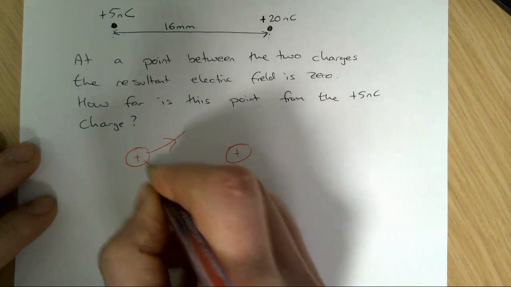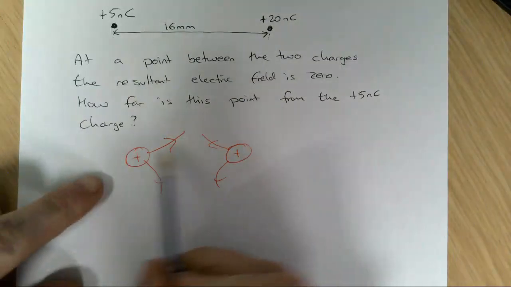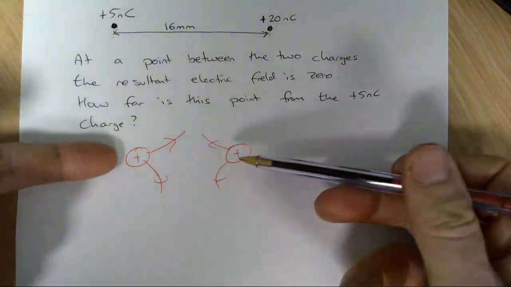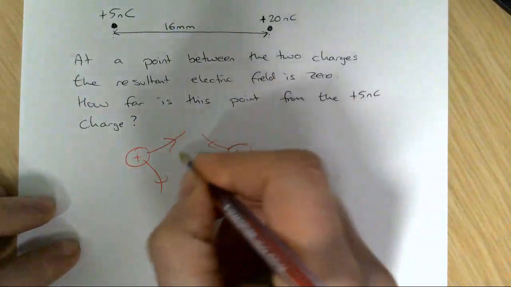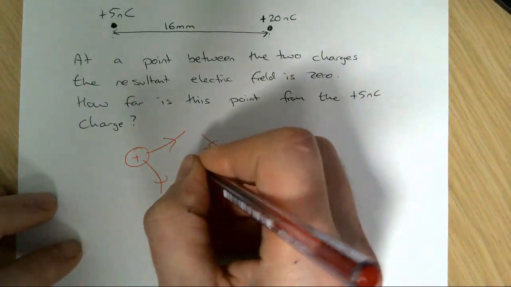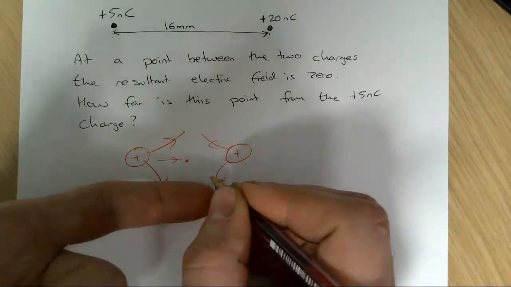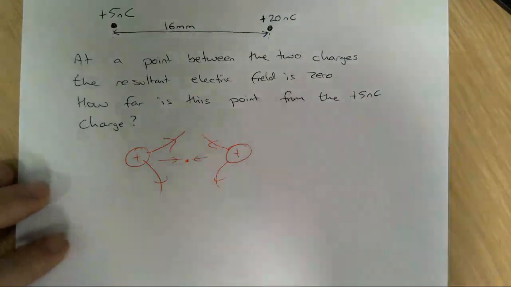So the electric field is doing something like this. We've got two positive fields, so the fields are kind of going towards each other. They will cancel out at some point where the field is zero. So let's pick some point and think the field is going to be going towards it from the left charge and towards it from the right charge.